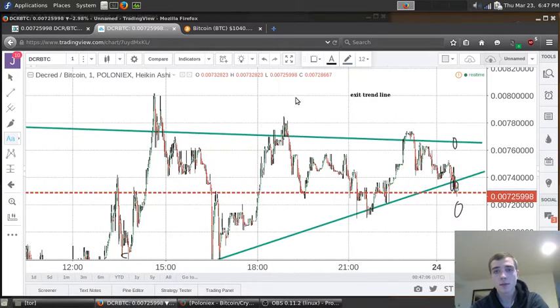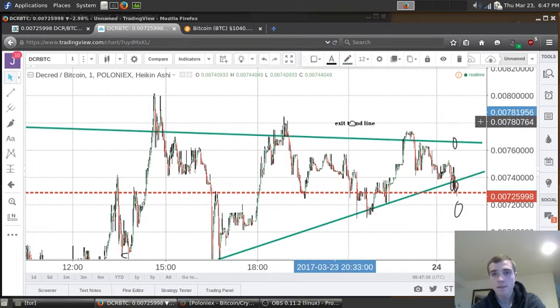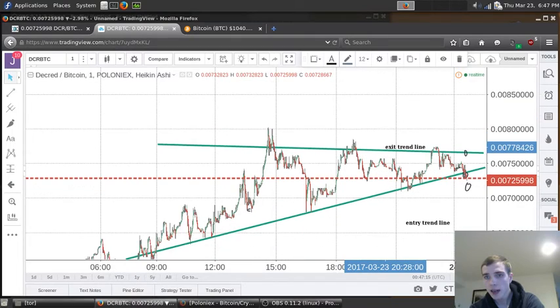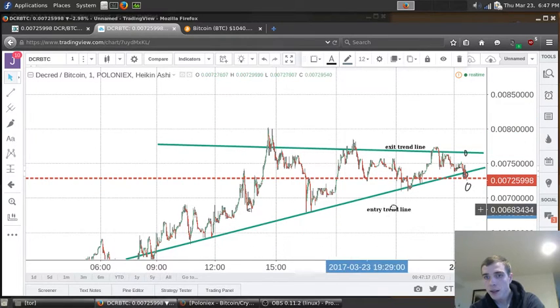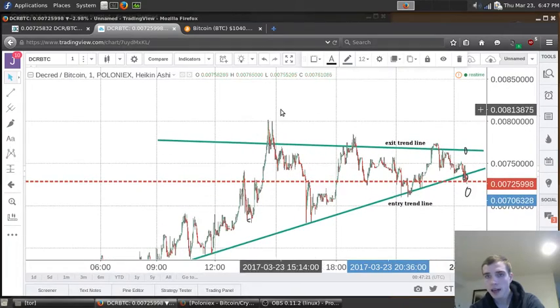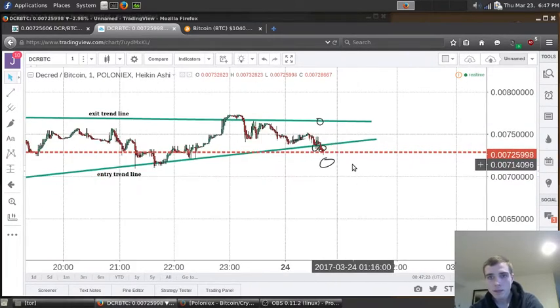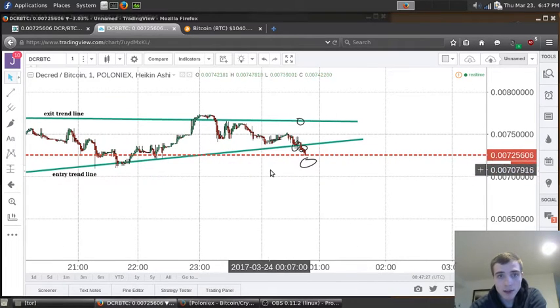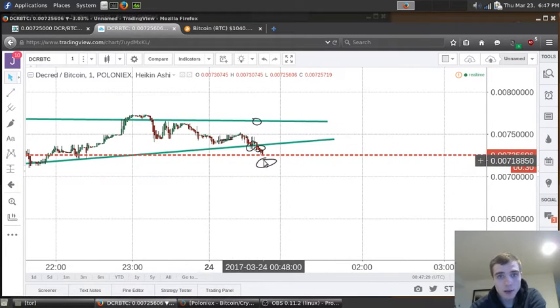You can write up text. See, I have that text right here that says exit trend line. So every time the coin hits that trend line, I would exit my position. This is the entry trend line. Every time the coin hits that trend line, I enter the position. So now we're having a fallout, and it could fall out into this area in which I would exit the market.